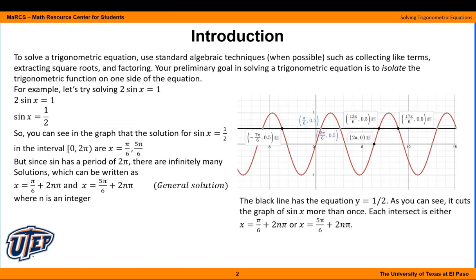When solving trigonometric equations, our first goal is usually to isolate the trigonometric function on one side of the equation. In this example, dividing both sides by 2 gives us sine of x equals 1/2. Once we reach this point, the algebra is finished and we switch to trigonometry. Using the unit circle, we know that sine equals 1/2 at pi over 6 and 5 pi over 6 in the interval from 0 to 2 pi.